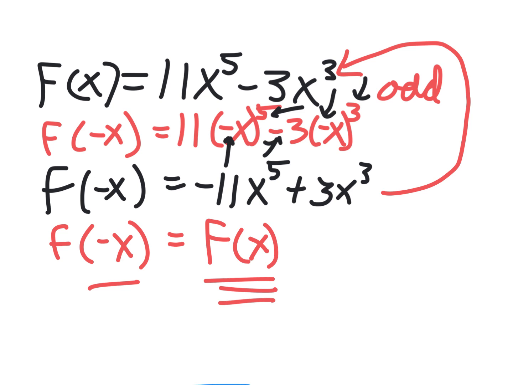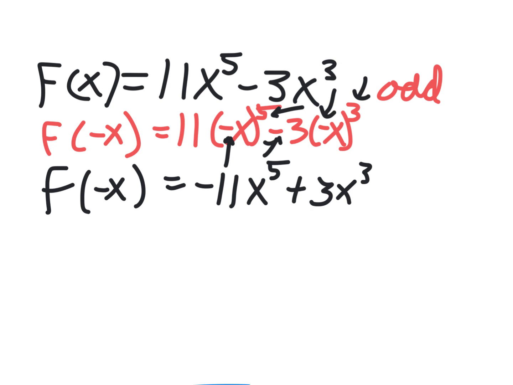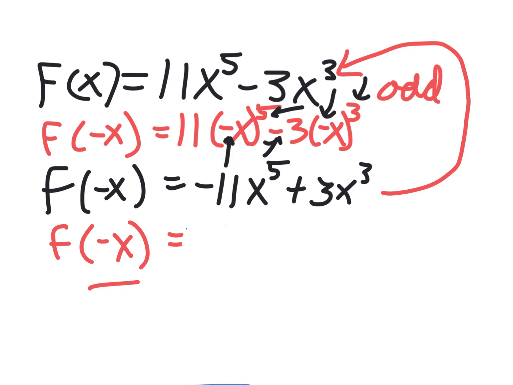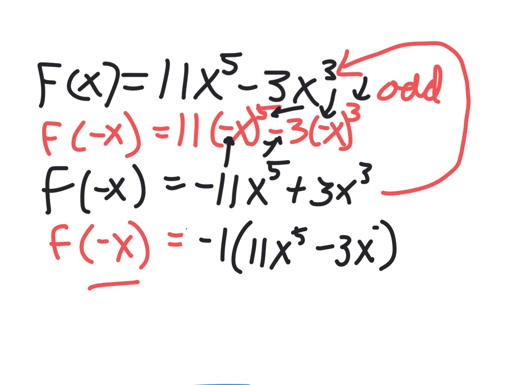So then what I was telling you guys is, well, then it must be odd, and then you put the -1 right here, and then you judge whether this is odd. You can't just do that. You have to factor out the -1. All right, so if we factor a -1 out, that makes both signs the opposite of what they were. 11x to the fifth minus 3x to the third.